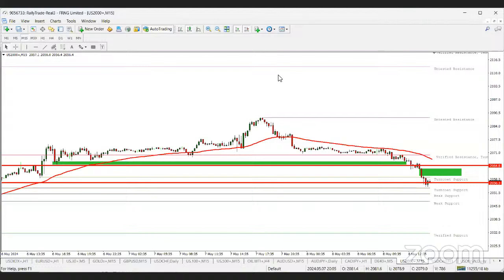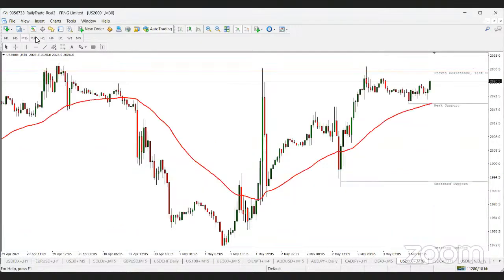So I'm looking at selling US 2000 from 2064. Take profit at 2056. Now, you might decide to just use a sell limit from that 2064, or you might decide to watch price around that place, and once it's rejected, you start selling. That will be my advice. So 2064, take profit at 2056. That's how I would trade US 2000.